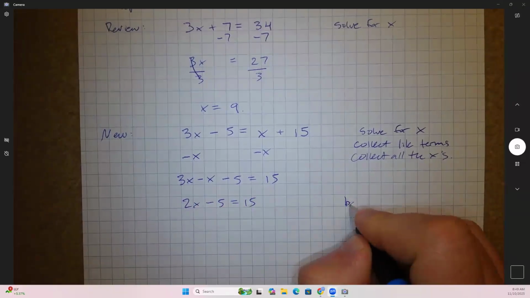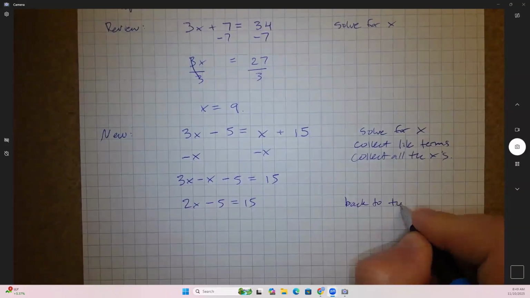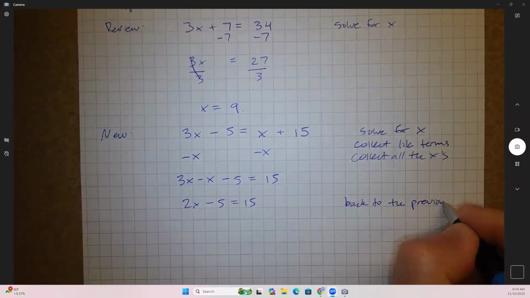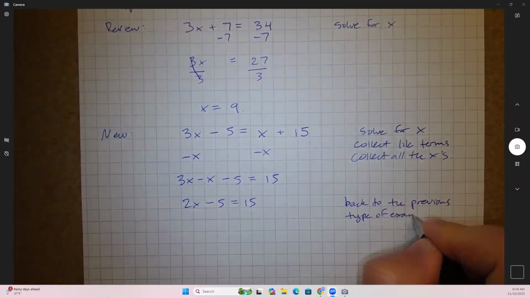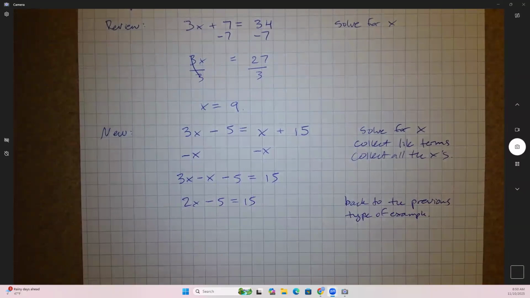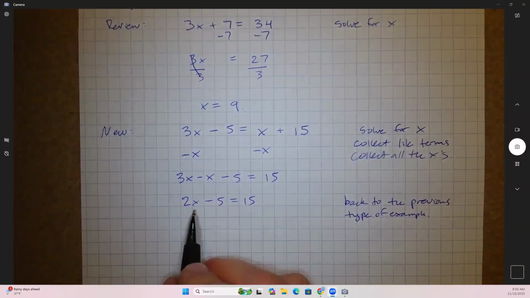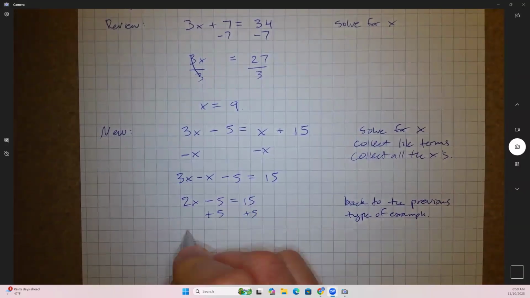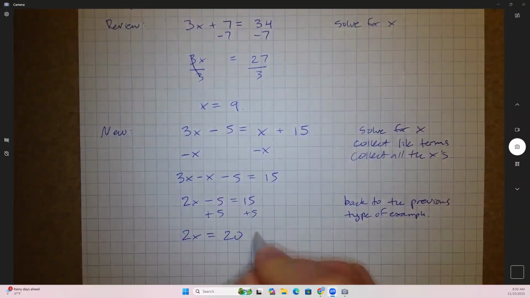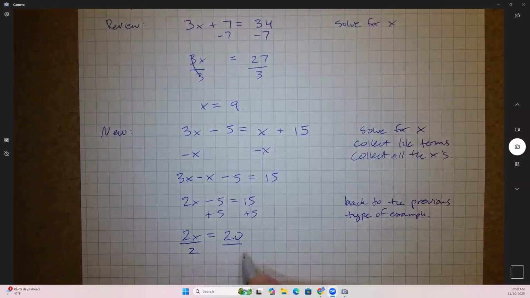And now I'm back to the previous type of example. Now there's only one x, and I solve it using my tools. Add 5 to both sides. 2x equals 20. Divide both sides by 2, and x equals 10.